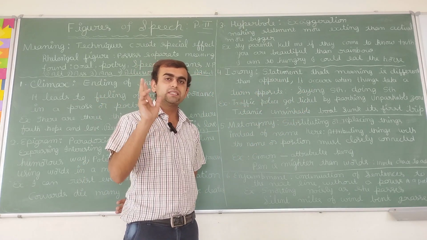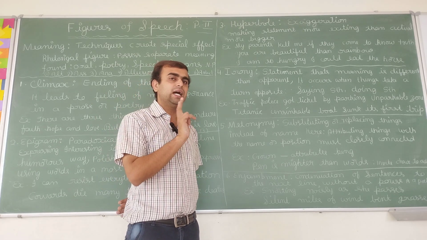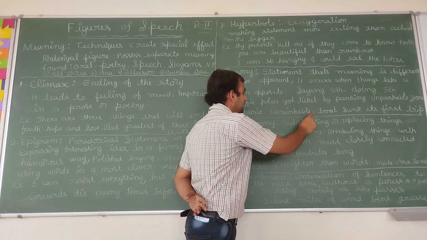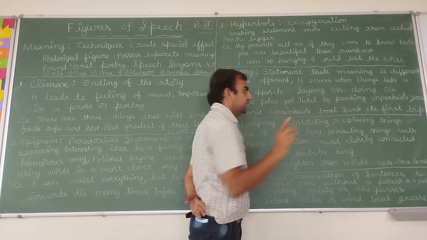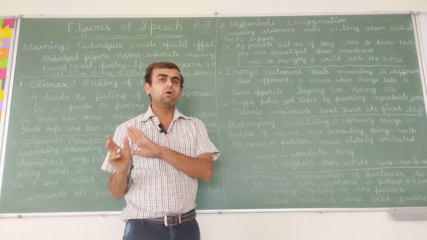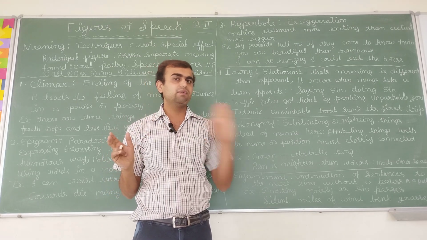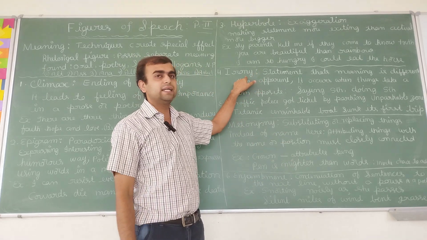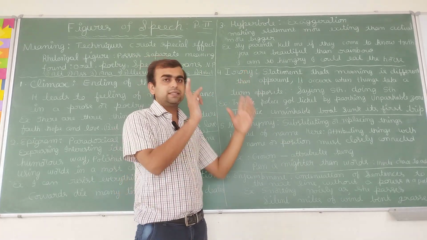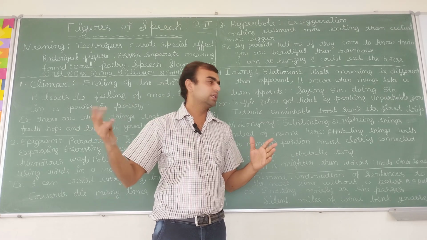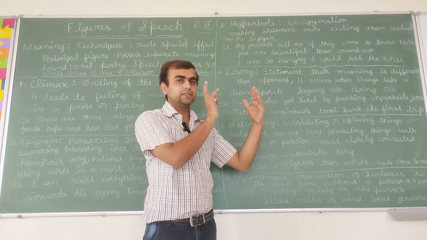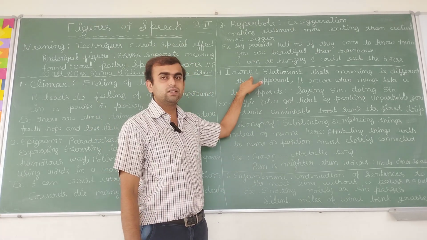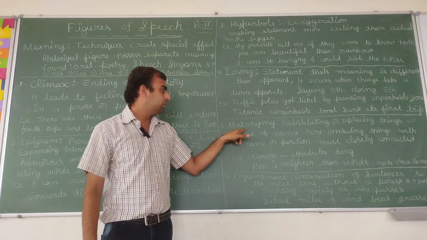Traffic police got a ticket for parking in an unparkable zone. Second one, Titanic, an unsinkable boat, sank on its first trip. Titanic, which is called a ship that never sinks, but it sank on its first trip itself. That is called irony. The things which take an opposite turn. A person's position is something, but what he does is something else. That is called irony.